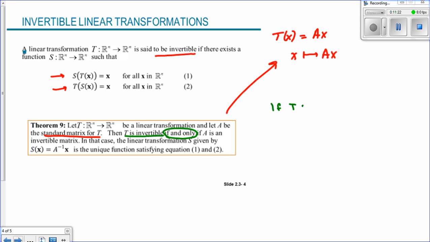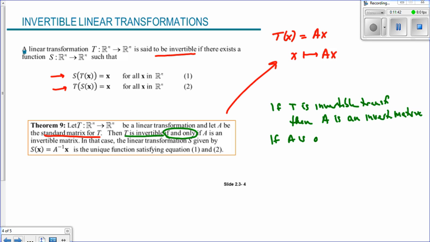If T is invertible, a transformation, then we'll automatically have that A is an invertible matrix. And the if and only if means it goes backwards as well. If A is an invertible matrix, then T is an invertible transformation.